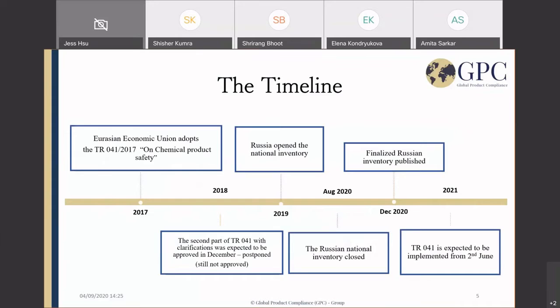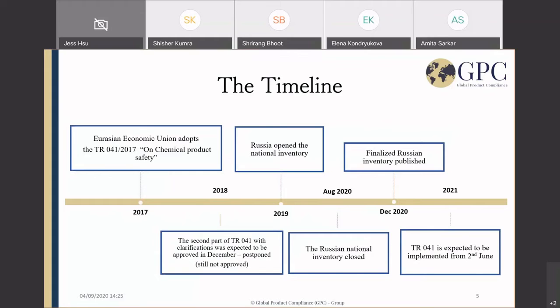So here we have a slight overview of the timeline. In 2017, as you can see, the Eurasian Economic Union Commission adopted the TR 041 on chemical product safety. And in 2018, the second part of this regulation with clarifications was expected to be adopted, as I said before. And to today's date, it has still not been adopted.